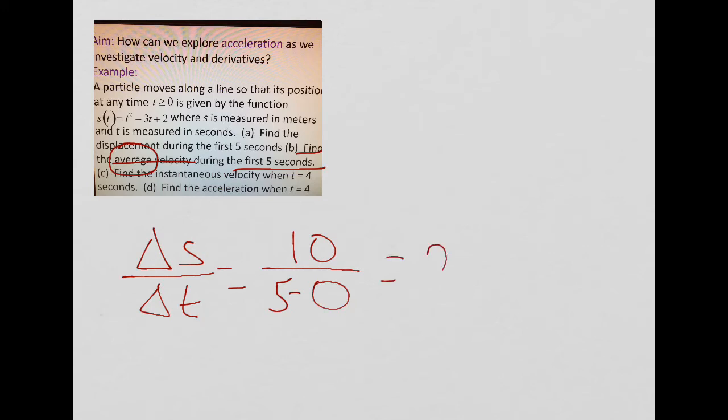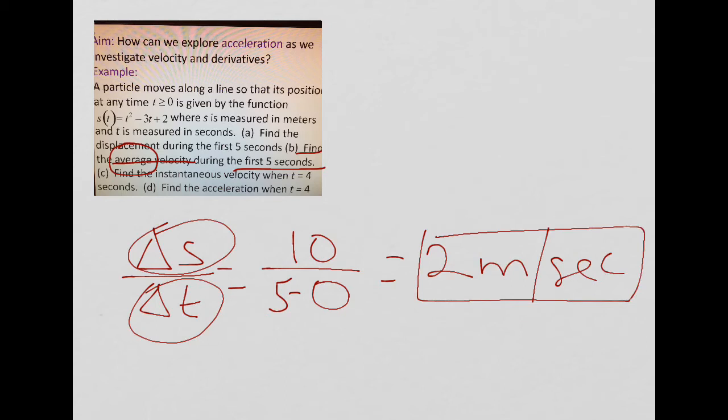So that gives us 2, and this is in meters, this is in seconds, so we want to say 2 meters per second. And that's part B. So we're up to C.